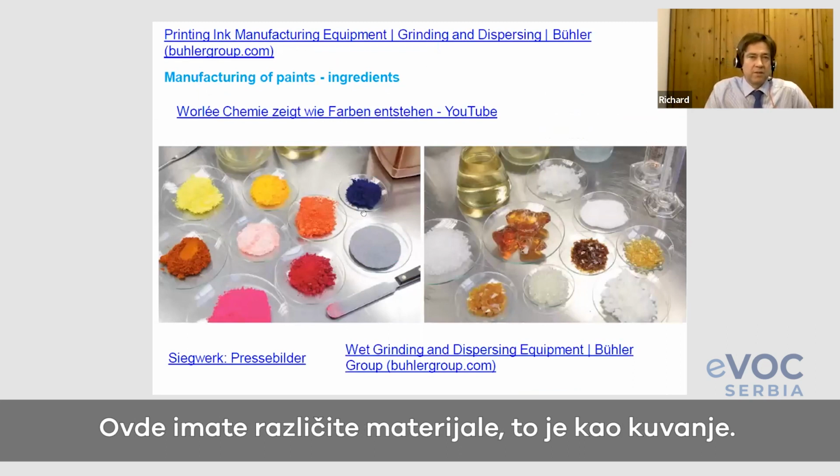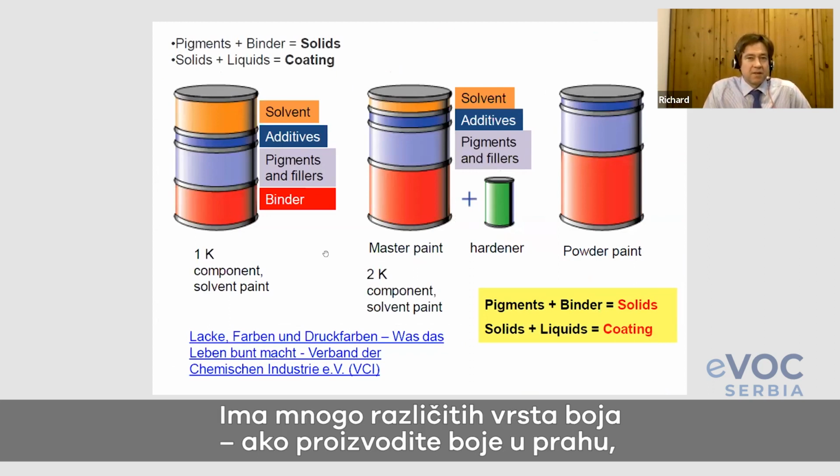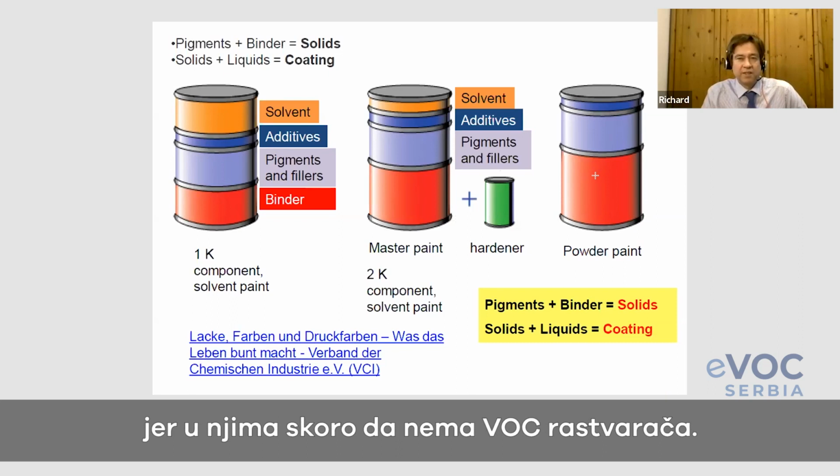Yes, so here you have the different materials. It's like cooking. And yes, there are a lot of different types of paints. For example, if you produce powder paints, they will probably not fall under the VOC decree, because here you have no organic solvents, or almost no organic solvents.